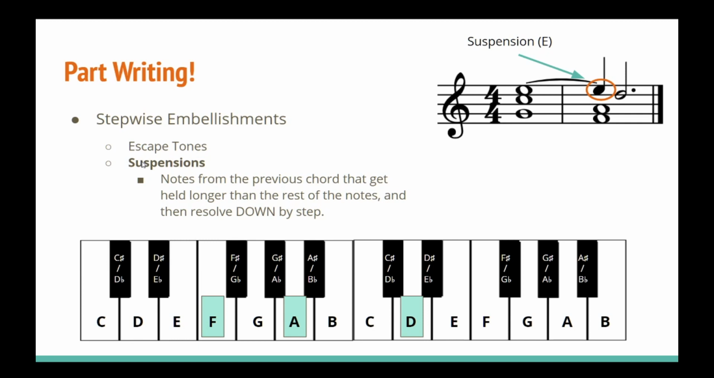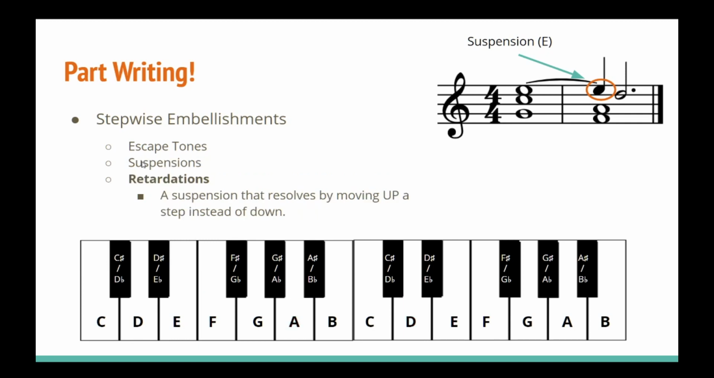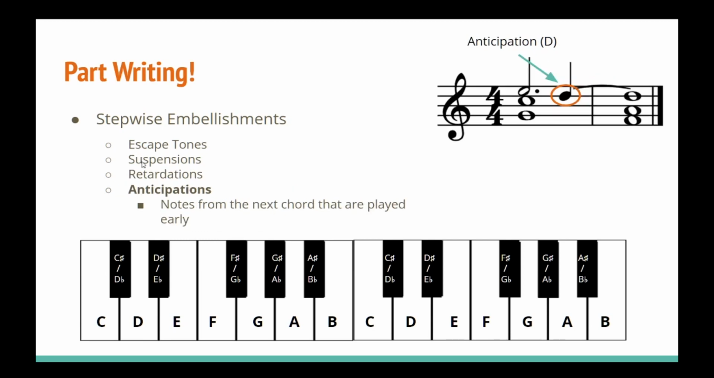The opposite of this would be a retardation, which is the same basic concept, but they resolve up by step instead of down by step. Anticipations are a similar idea. They're notes from the next chord that just jump the gun a bit and enter before the rest of the chord does. Here we have the same C major chord transitioning to D minor, but this time the D from the second chord comes in a bit early as a non-chordal tone before the rest of the chord catches up.